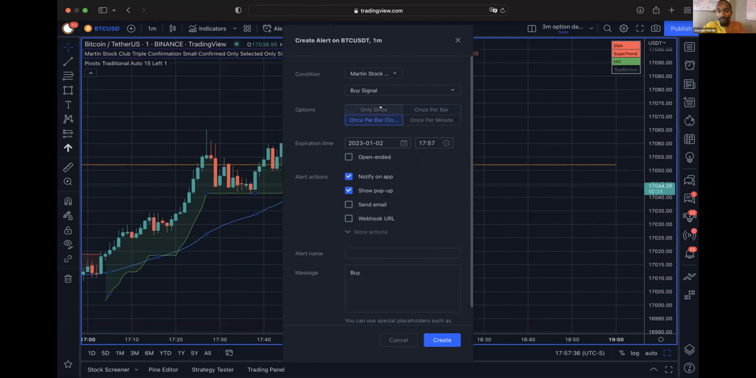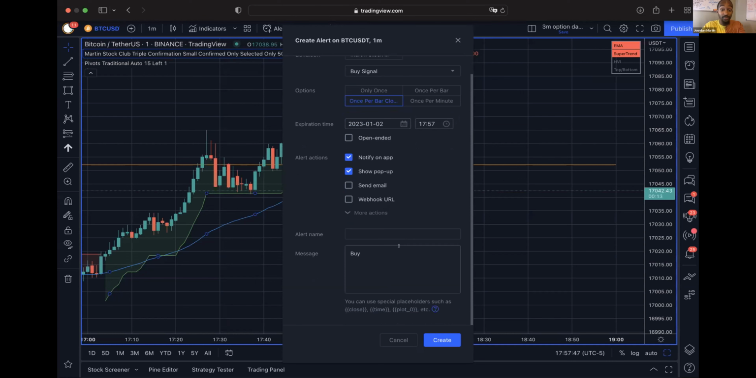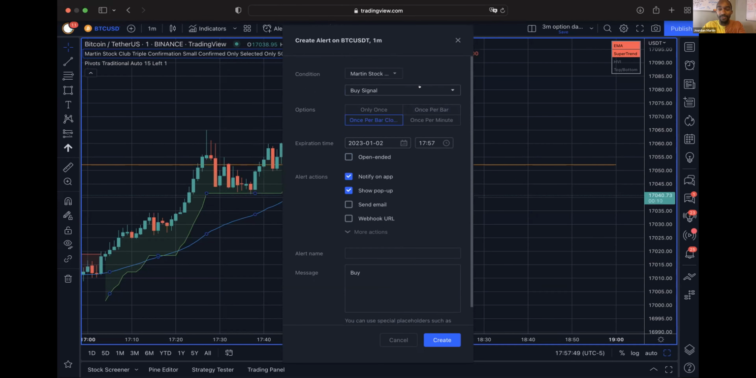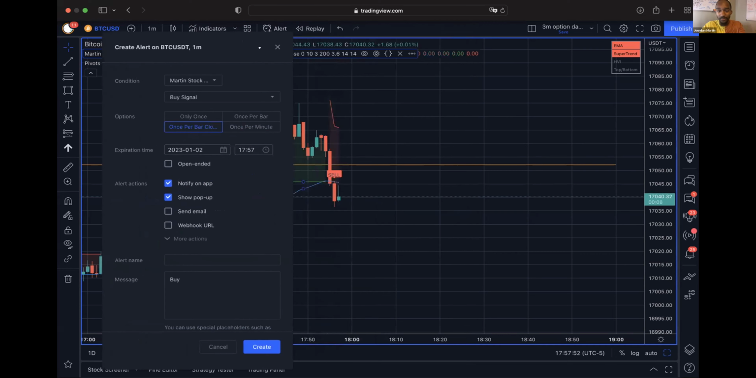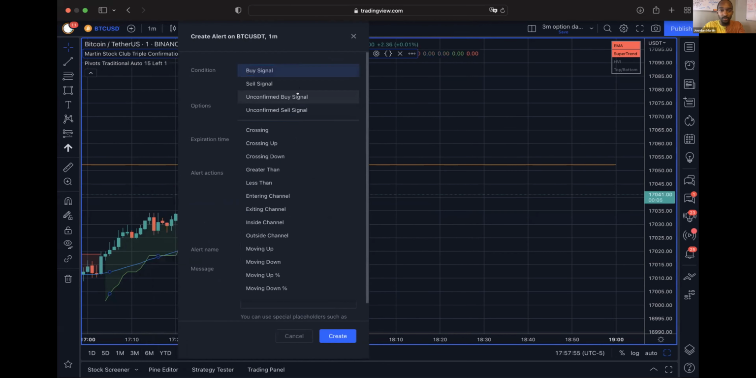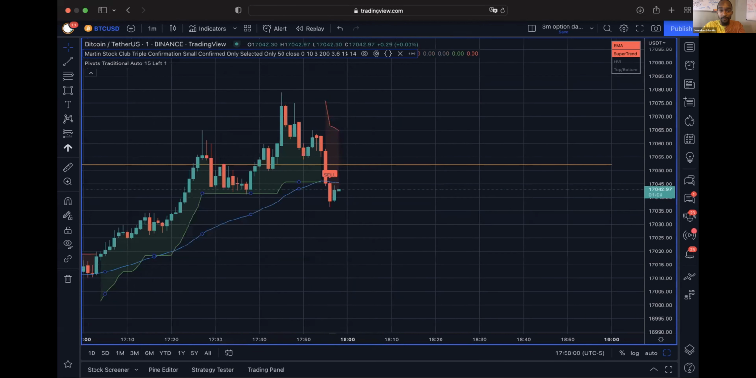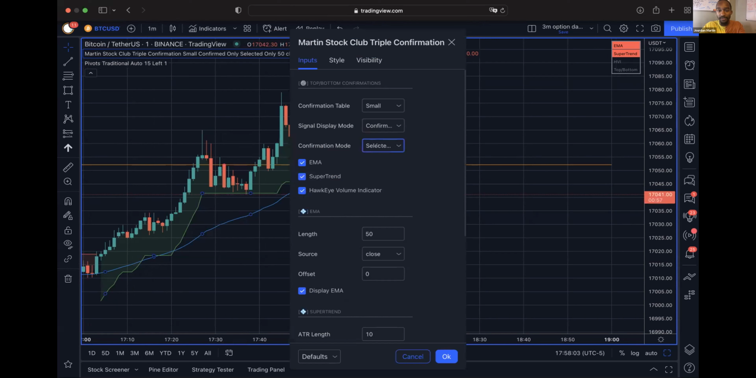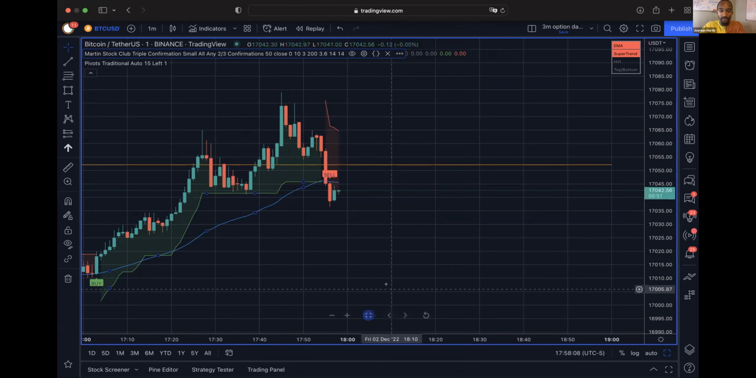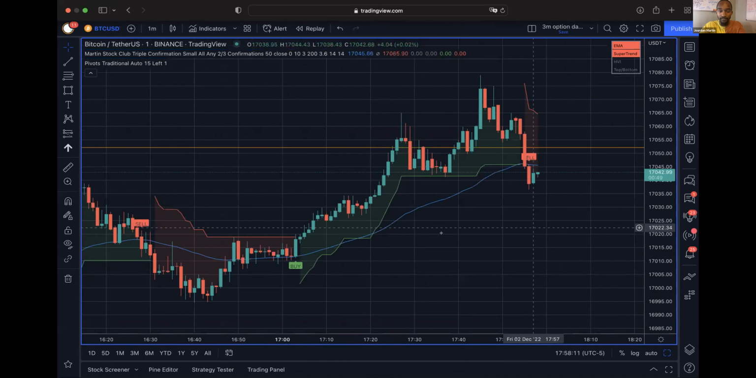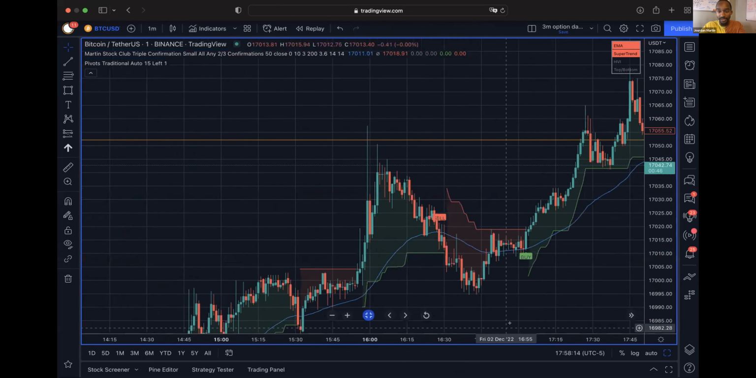You can put once, I like to do only once, or you can do once per bar close. So it'll alert you once the bar closes, and it'll keep pinging you as long as it's still moving in that direction, if you're into that. That might be something you would do on a bigger time frame, not on a 1 minute chart. But you could do it, and it'll signal a sell if you want to do unconfirmed buy or unconfirmed sell. Those are what I mentioned again, if it's just showing you 2 out of 3. If 2 out of 3 of them line up, that'll give you that unconfirmed signal, right? Because not everything is lining up.